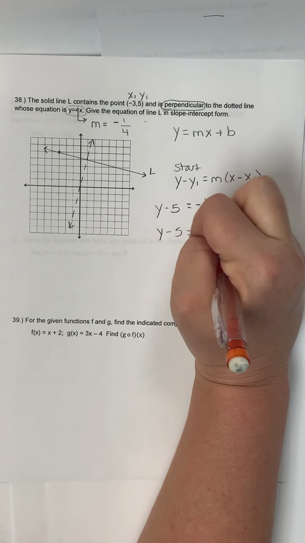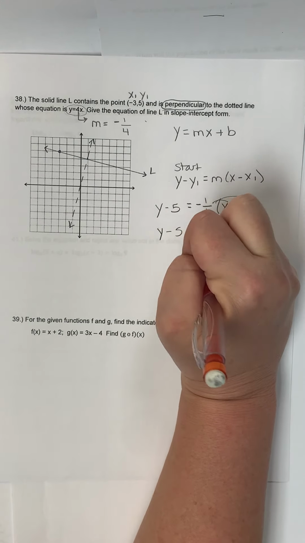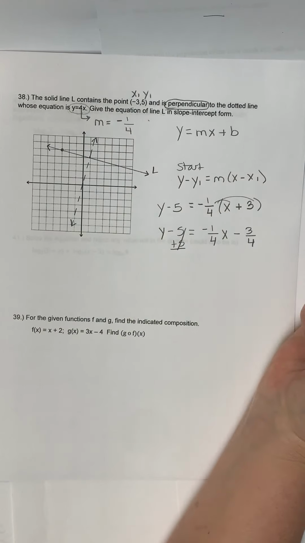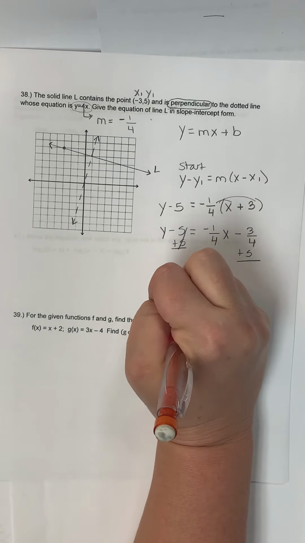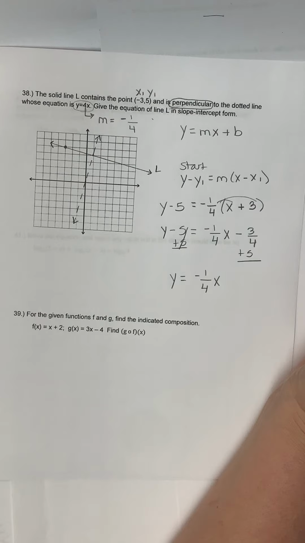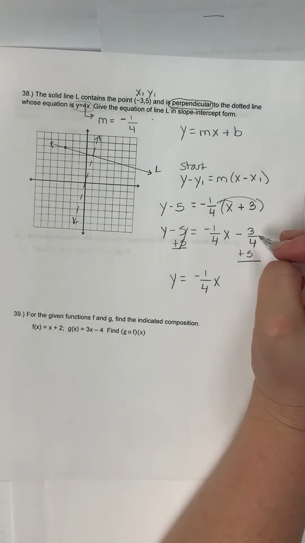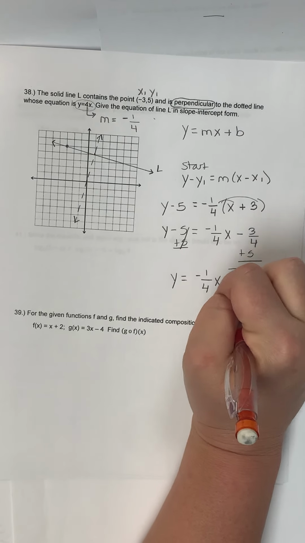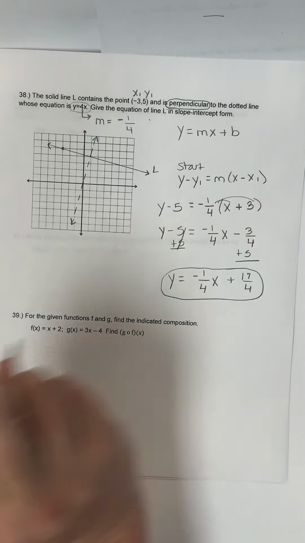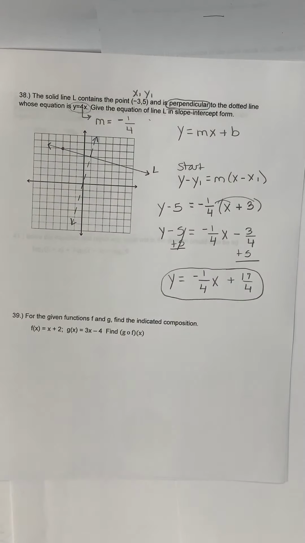Now I'm going to distribute that -1/4, and I'm going to add 5 to both sides. Okay, you can always do that in your calculator. That's going to end up giving you 20/4. So 20/4 minus 3/4 is going to be plus 17/4. And there is the equation of L in slope-intercept form.